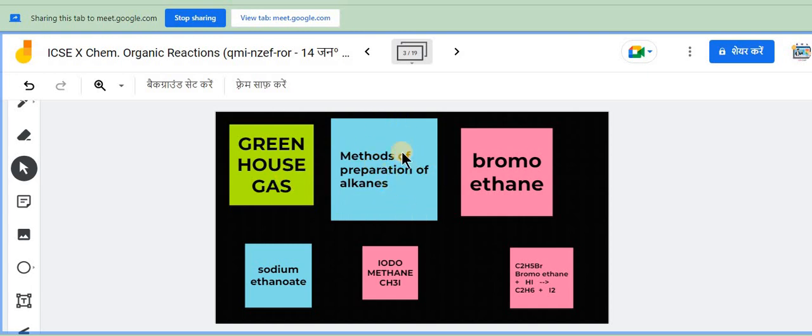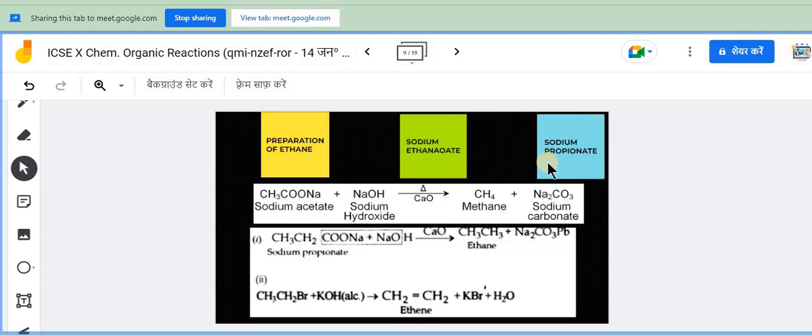Methods of preparation means the preparation from sodium salt of acids, that is sodium ethanoate. Similarly, there is the preparation of ethane. Two are there in the syllabus. Can you see on the screen CH3COONa? It is the derivative of acid, sodium acetate or sodium ethanoate. Right? It reacts with sodium hydroxide in the presence of lime. That gives us CH4 and Na2CO3. I hope that this is clear to you.